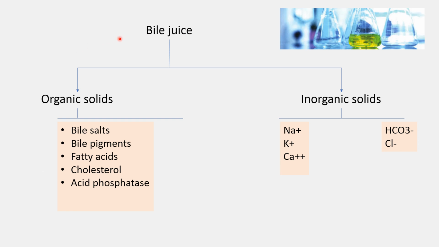Now let us summarize the components of bile juice. Bile juice contains organic solids and inorganic solids. Inorganic solids are various electrolytes like sodium, potassium and calcium, and various anions like bicarbonate and chlorides. Organic solids present in the bile juice are bile salts, bile pigments, fatty acids, cholesterol and alkaline phosphatase.